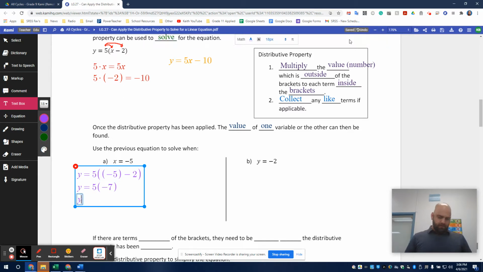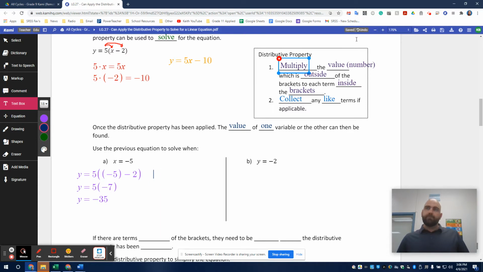And then we multiply 5 times negative 7, which is negative 35. So our answer is y is equal to negative 35. That's without using the distributive property. If we use the distributive property, it's actually going to be the exact same thing, except that we're going to do it in a slightly different way.